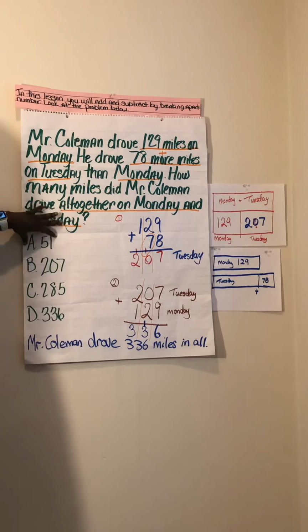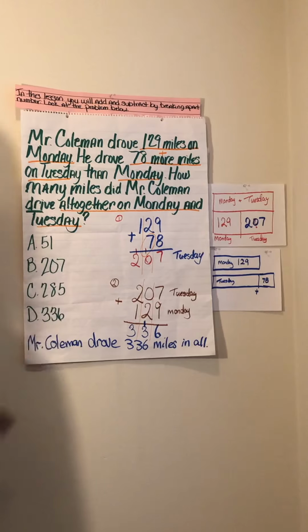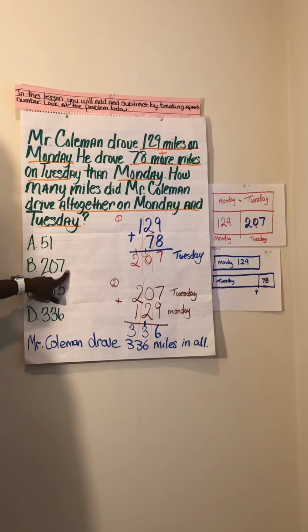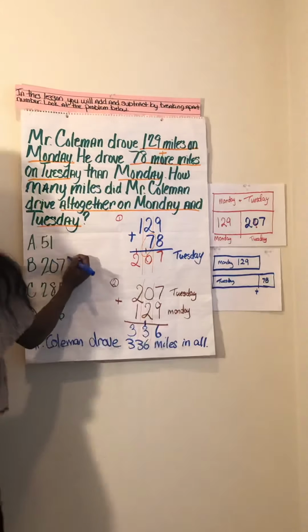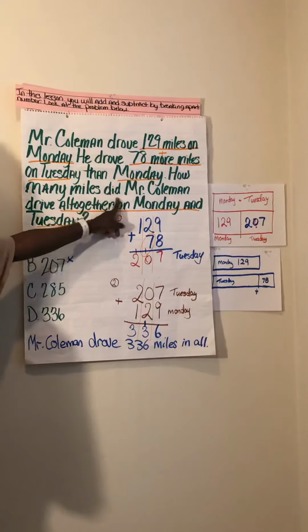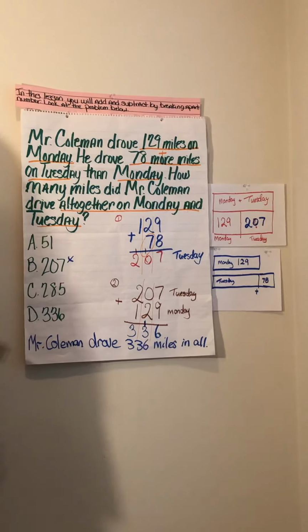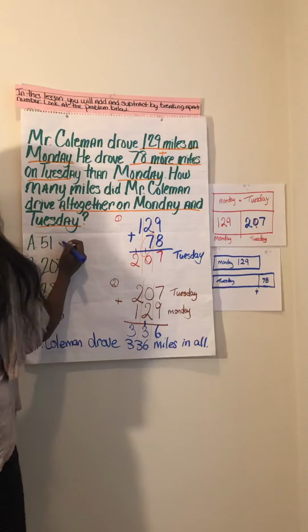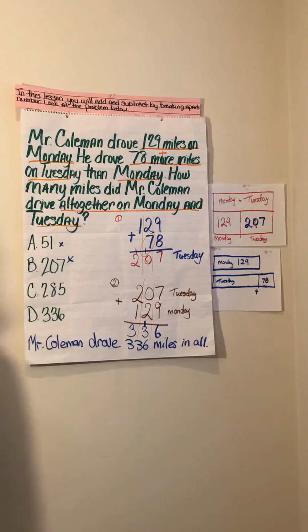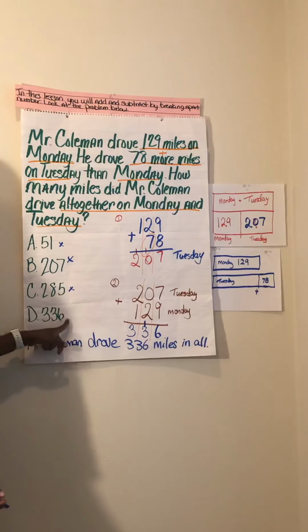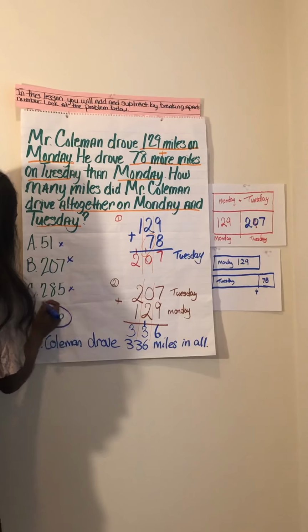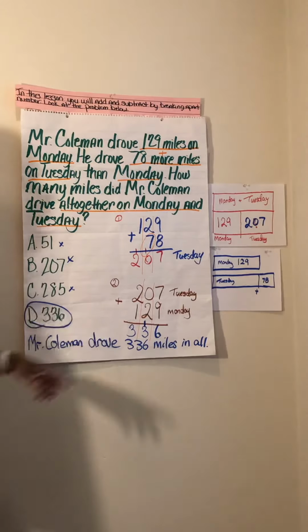Now this problem had a multiple choice section. If you chose 207, that means that you only solved for Tuesday. So that's not right. We can't pick that answer. It said how many in all on Monday and Tuesday. The sum of 51 would be too small. That's almost like if we subtracted. That's not right. 285, that's not right either. Well, the correct answer is 336. We know that because we added our like units and we wrote our statement.